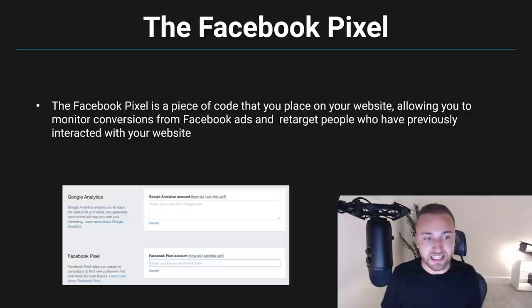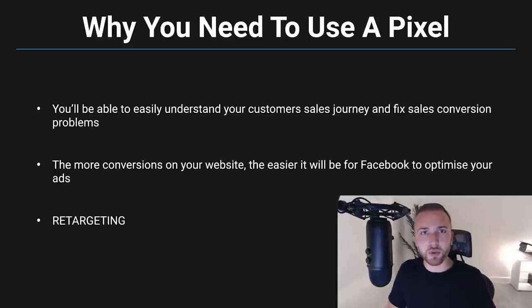And on Shopify, it's really easy. All you need is your Pixel code and you need to go into your settings. I think it's under tracking codes and just paste that code in here and Shopify will set up the rest for you. Really, really easy to use, but it's an essential component of advertising because it allows us to build up a pool of data, which is just going to get better and better with time. Now, why do you need to use a Pixel?